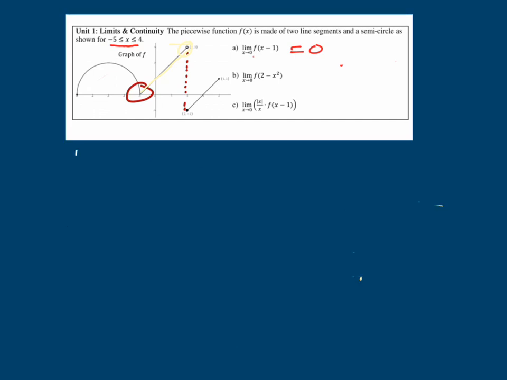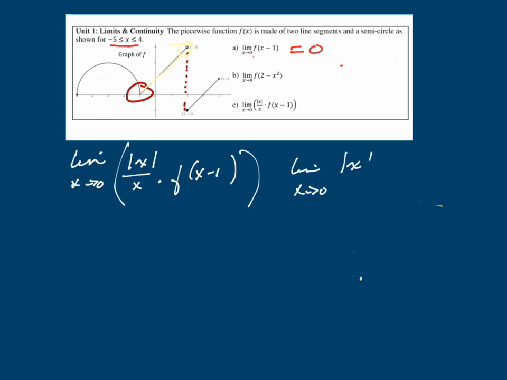Okay, so C says, find the limit as x approaches 0 of the absolute value of x over x times f of x minus 1. So this is multiplying this times the composition. Now, ordinarily, you can say the limit as x approaches 0 of the absolute value of x over x times the limit as x approaches 0 of f of x minus 1, which we already figured out is 0, but what is the limit as x approaches 0 of the absolute value of x over x?